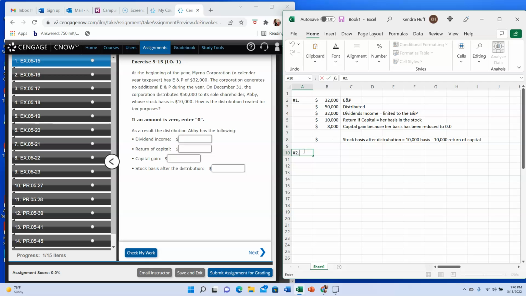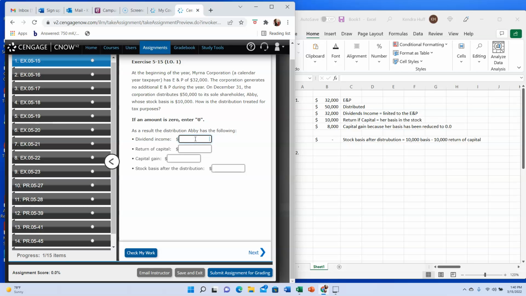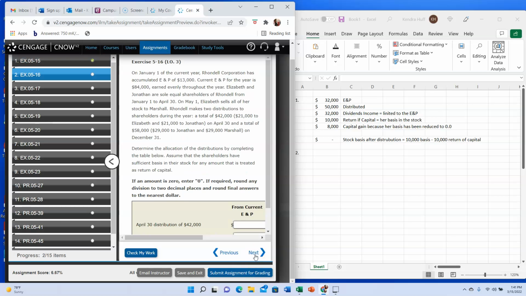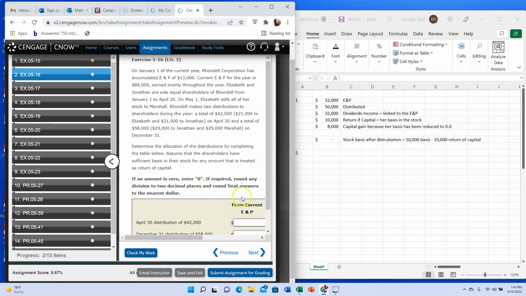All right, number 2. Oh, let me put all this in here. All right, on January 1st of the current year, Rondell Corporation has accumulated earnings and profits of $13,000. Current earnings and profits for the year is $84,000 earned evenly throughout the year. Elizabeth and Jonathan are sole equal shareholders of Rondell from January 1st to April 30th.